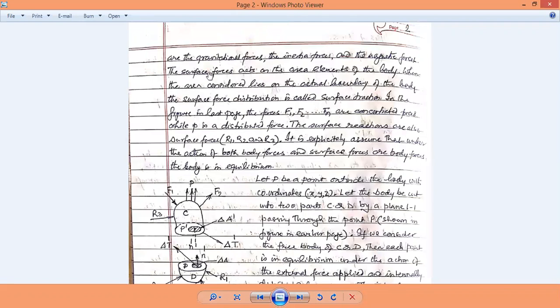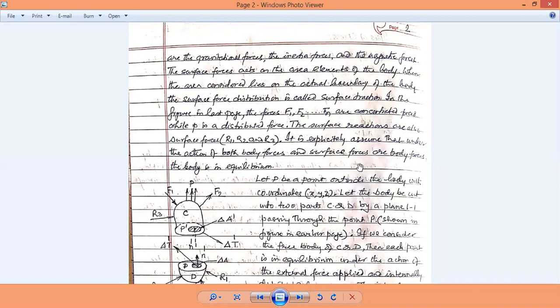Examples are gravitational forces, inertia forces, and magnetic forces. These also act on any type of engineering material or any type of prismatic bar. The surface forces act on the area of the body, where the area considered lies exactly on the boundary of the body itself. Surface force distribution is sometimes called the surface traction.